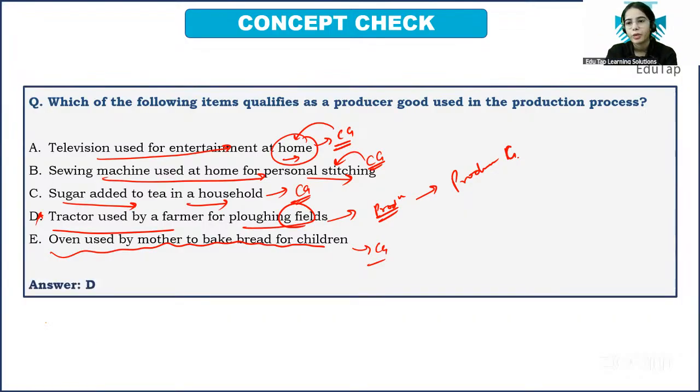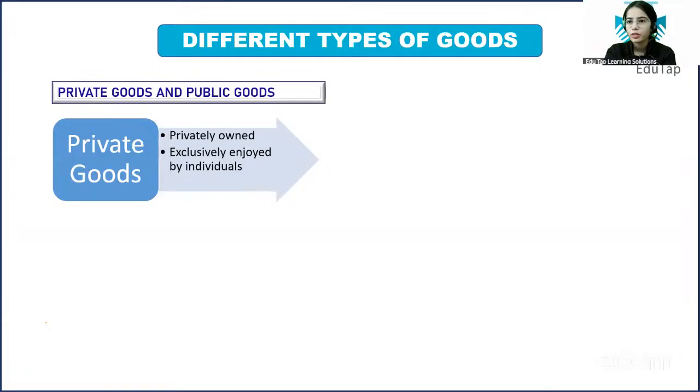Okay. Next, private goods and public goods. So private goods, let's say this is my mobile. Can it be used publicly without my permission? No, that would be wrong, right? So private goods are privately owned. They are exclusively enjoyed by individuals, and anyone can use them only with my permission.